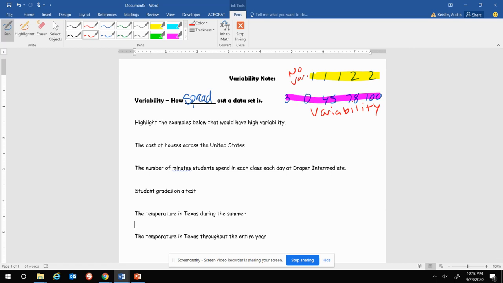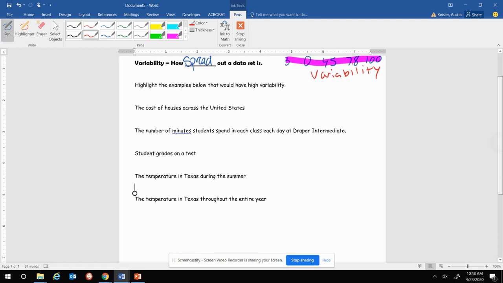So below here, we're going to do a few examples together, real world examples. It says to highlight the examples below that would have high variability. So we're going to highlight any of them that would have a lot of variability. So the first one says the cost of houses across the United States. Well, if you think about it, that's going to be huge variability because you have mansions, you have trailers, you have all kinds of different regions of the United States that cost different amounts of money. So the cost of houses across the United States would definitely have variability in it.